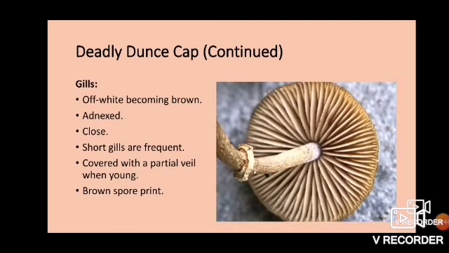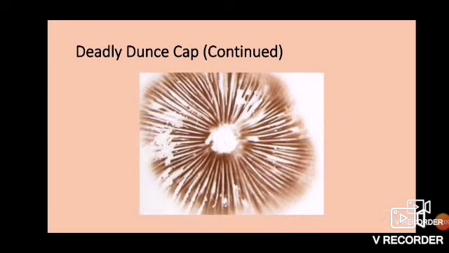So the gills are off-white, becoming brown. They are adnexed. They are fairly close together, and short gills are frequent. You can see some places where it looks like about 3 between each set of gills. And this is covered with a partial veil when young, and it produces a brown spore print. And there's a spore print for you for reference.